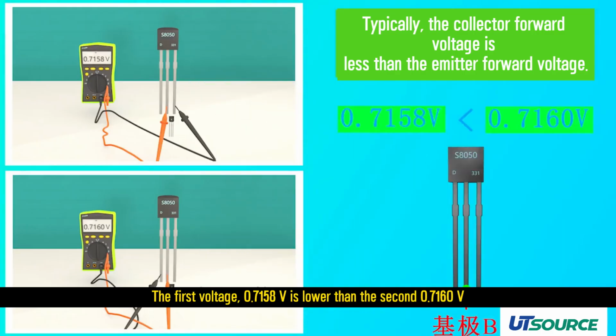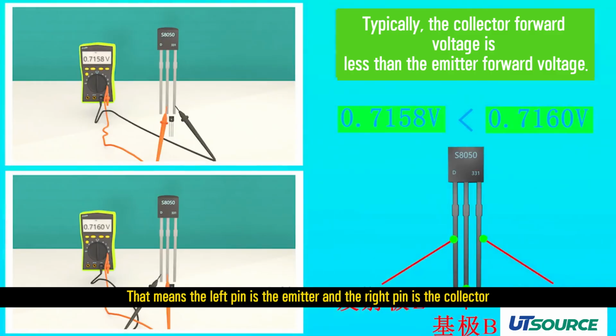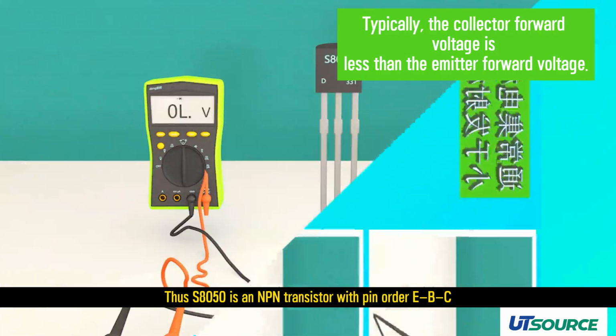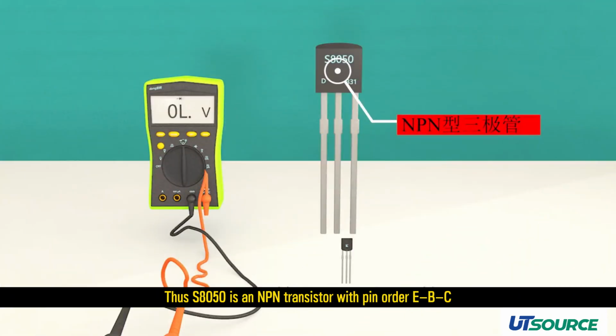The first voltage, 0.7158 volt, is lower than the second, 0.716 volt. That means the left pin is the emitter and the right pin is the collector. Thus, S8050 is an NPN transistor with pin order EBC.